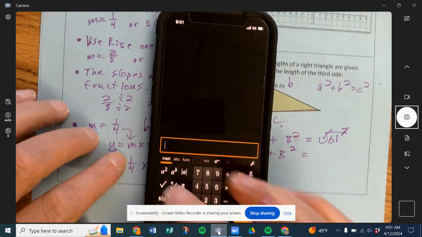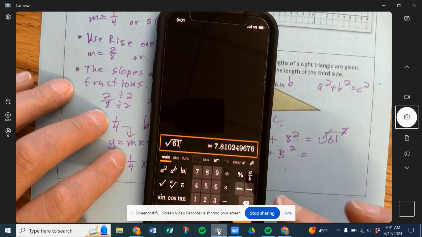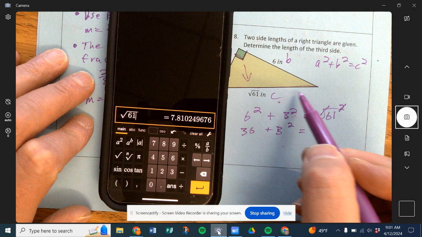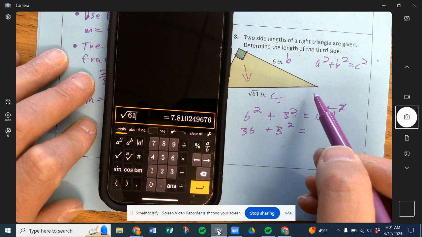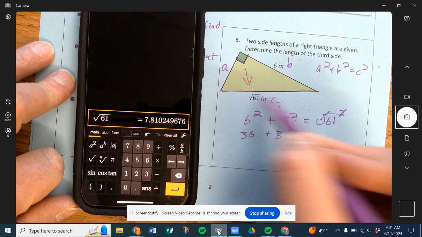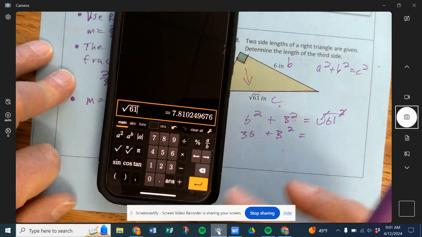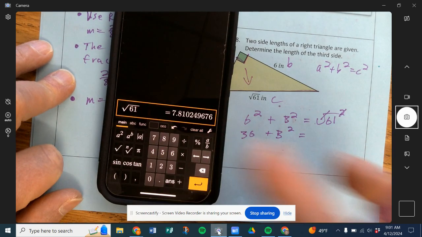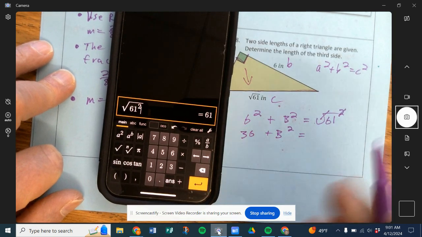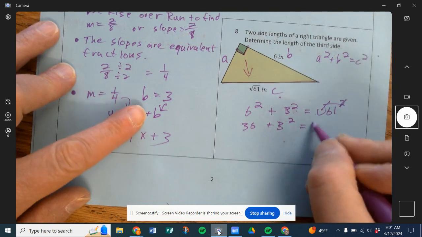If I were to take this and put it into a calculator, right, like this, I get 7.1. You might be tempted to think that's your answer, but I'm looking for this side, not the length of that side. So when we square this, it should bring us back down to 61, right? The square root and the square cancel each other out to 61.